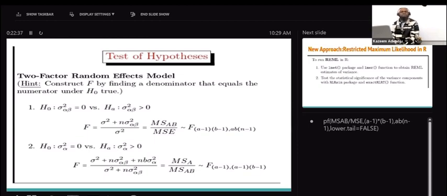Can somebody give me a response for extra credit? Why is it that I'm only testing variability greater than 0? Why am I not testing less than 0? Why am I not testing not equal to 0? Can somebody tell me? Go ahead.